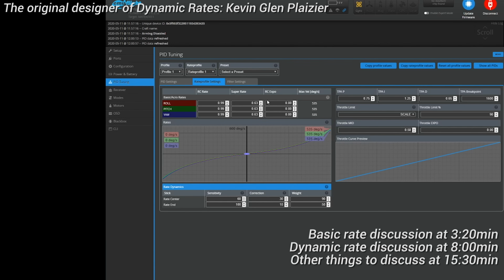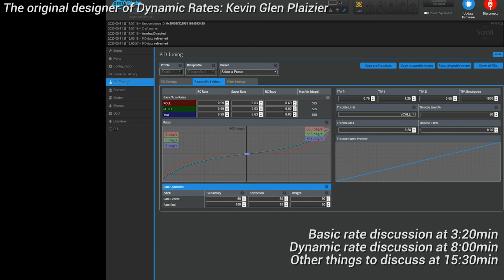Now, RC expo is a little bit weird. If I start increasing RC expo, you'll see the middle of the graph start to bow. And that's really what it does, it just bows the middle of the graph. It doesn't increase your velocity rate, and it doesn't particularly change the sensitivity in the middle. However, as you start moving the stick, it starts to change the sensitivity.